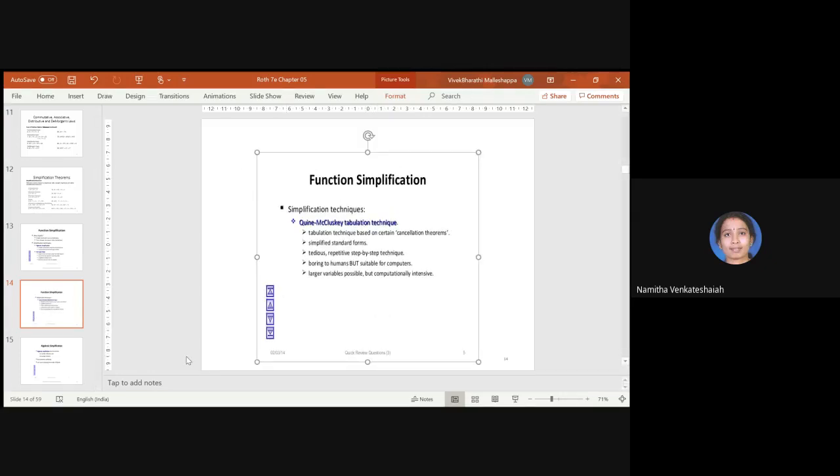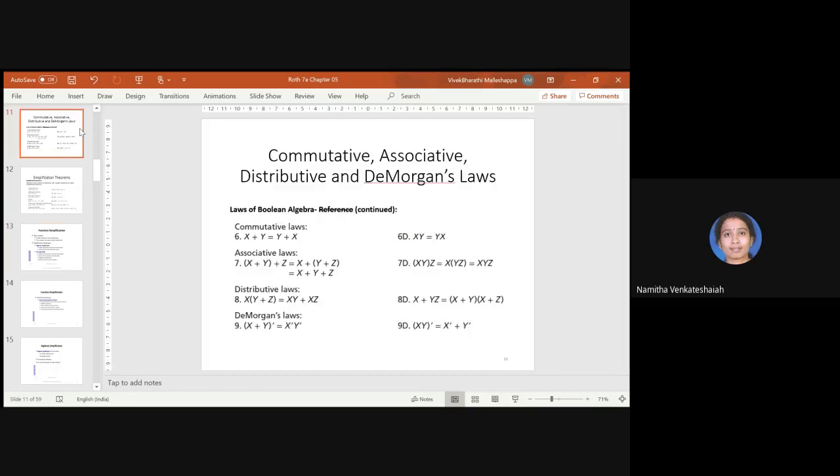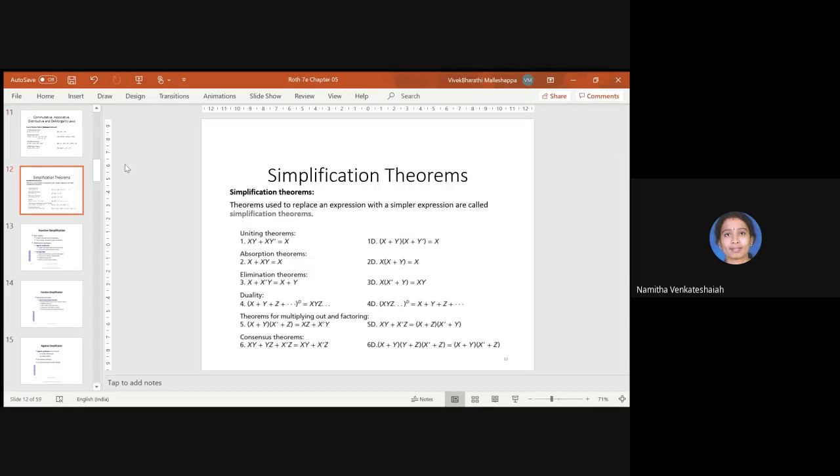Okay. So among which, first let us go through algebraic simplification. This is like only a glimpse of it is there in your syllabus. Okay. So what is algebraic simplification? As I told in last to last class, there are some formulas, simplification theorems. Look here, uniting theorem. So what do you mean by uniting theorem? x y plus x y dash will be equal to x. Absorption theorem, where x plus xy is equal to x.